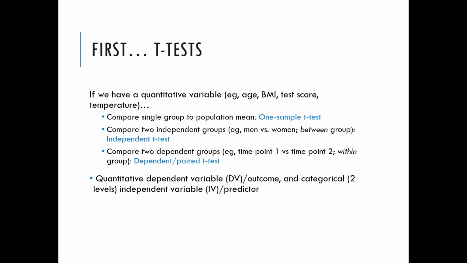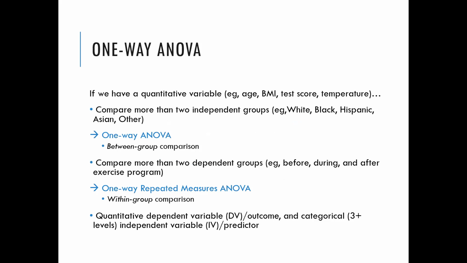Okay, so in summary, for the two sample t-tests at least, we have a quantitative dependent variable or outcome, and we have a categorical independent variable that has two levels. So it's just men and women, or time point 1 versus time point 2. One-way ANOVAs are just an extension of this.